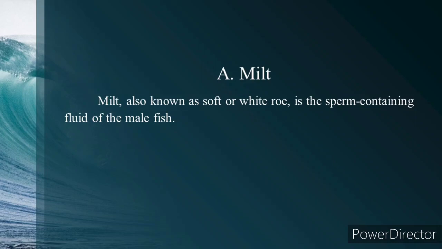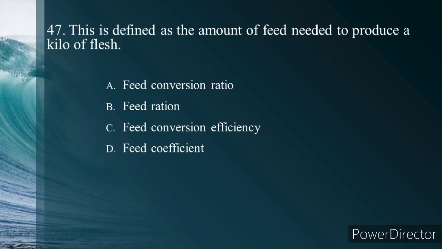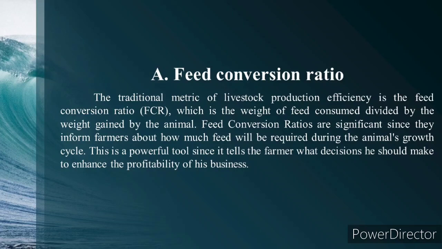Number 47. This is defined as the amount of feed needed to produce a kilo of flesh. A. Feed conversion ratio. B. Feed ration. C. Feed conversion efficiency. D. Feed coefficient. The answer is A. Feed conversion ratio.